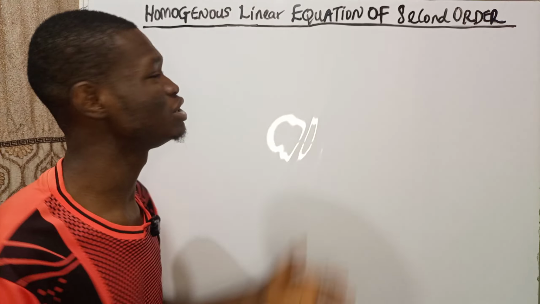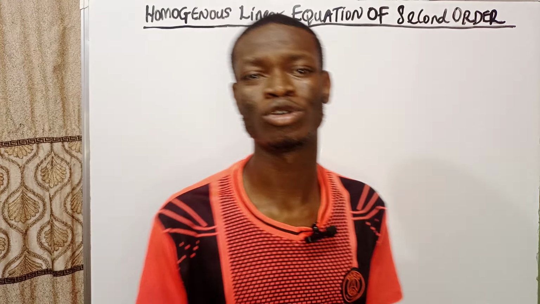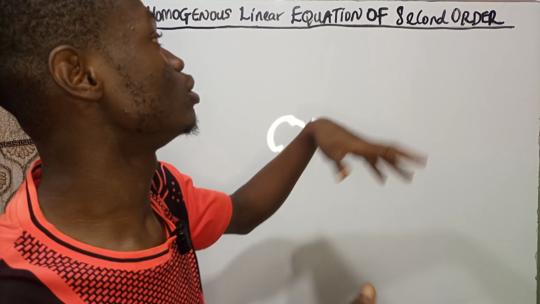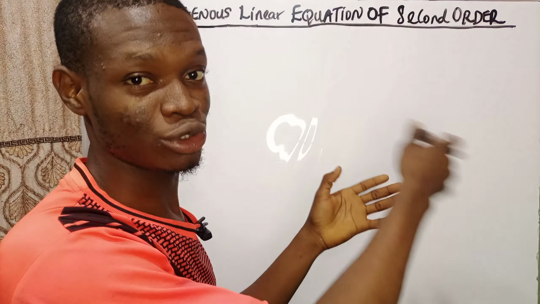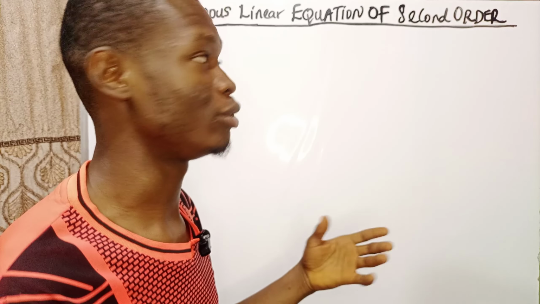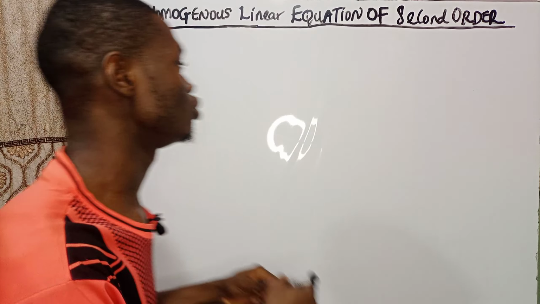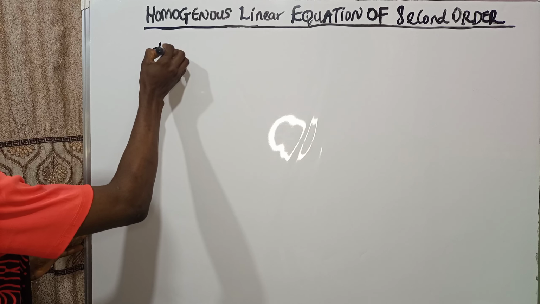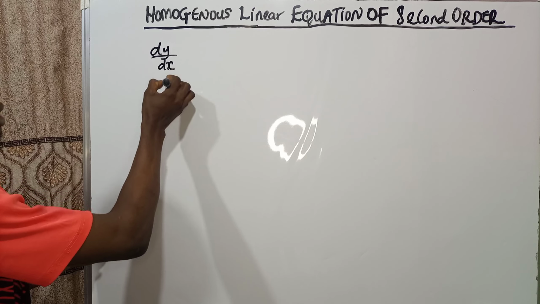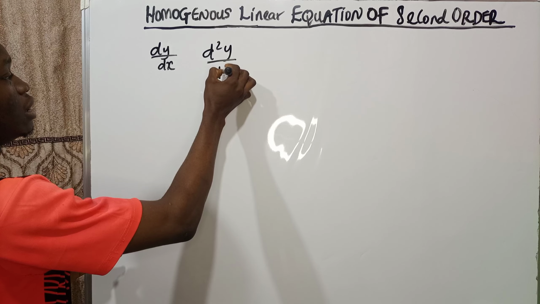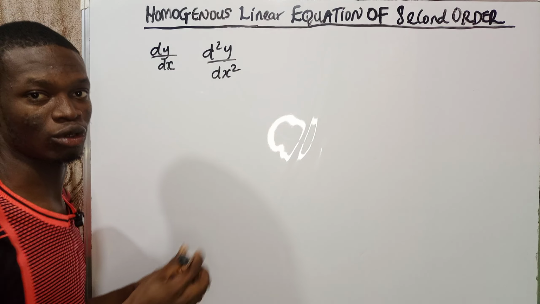Now, what is homogeneous? From the word homogeneous, something that looks alike. Now, an equation is when you equate something to any distinct variable or number. Second order, in differentiation, we have first order, which is in the form dy over dx. Second order is in the form d squared y all over dx squared, and then the third order.